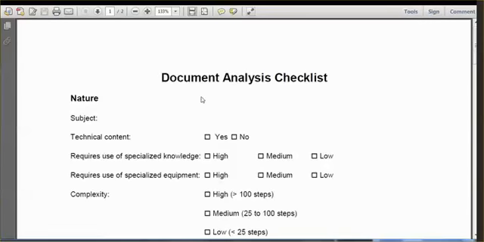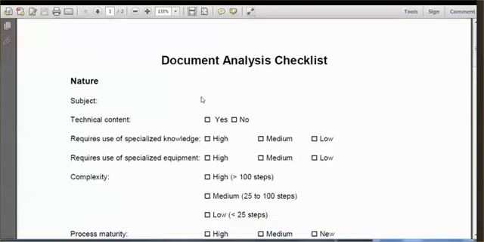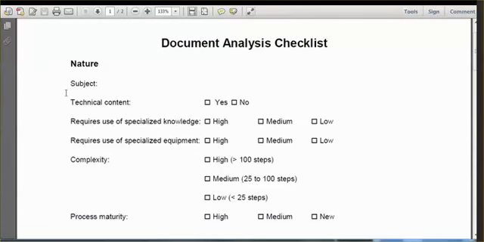So just going through the different components, really it's identifying what is the subject of the document that you're going to be authoring. Is it technical content? Does it relate to an engineering type audience? Does it relate to more of HR policies and practices, and not so much technical, but maybe organizationally driven?